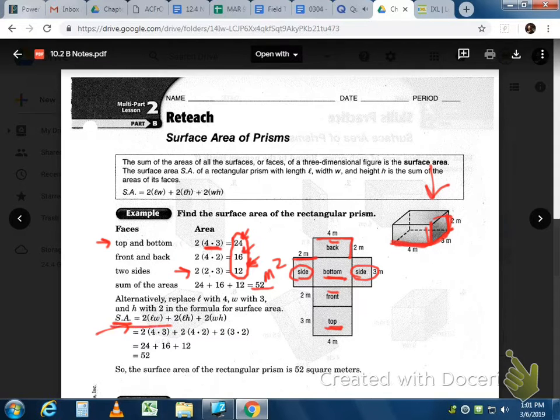So they use this formula, 2 times length times width, plus 2 times length times height, plus 2 times width times height. And they plug in the length, the width, and the height. Notice, if you've got a 4, 3, and a 2, do you see how you use the 4, 3 together once, the 4, 2 together once, and the 3, 2 together once? So that is using the formula. Or you can look at the net and pair up top and bottom, front and back, left and right. So that's finding the total surface area of a prism.